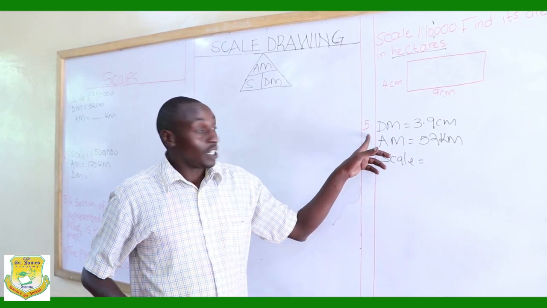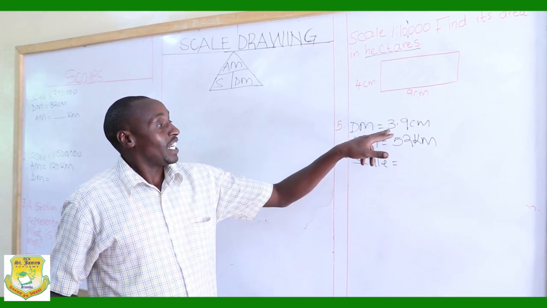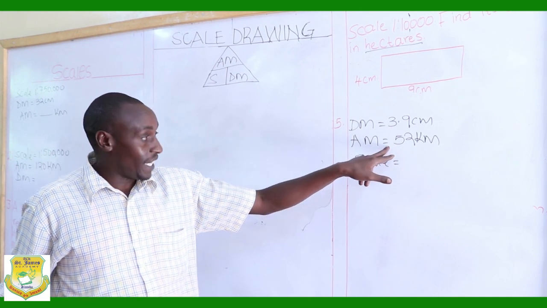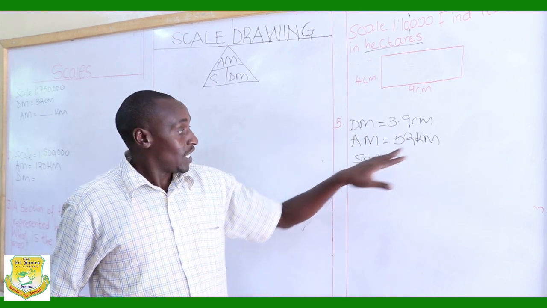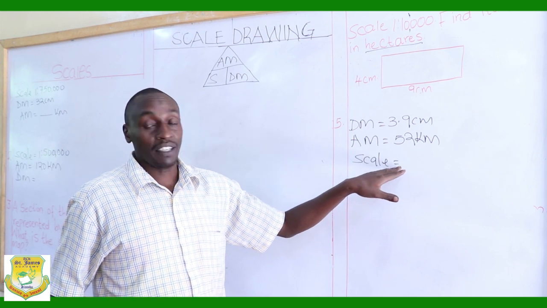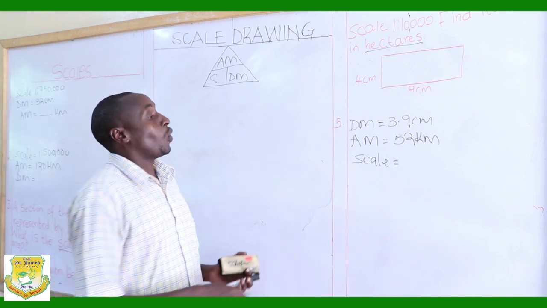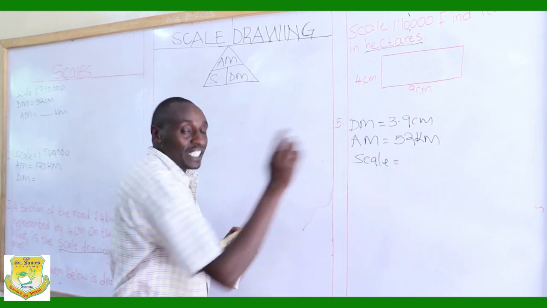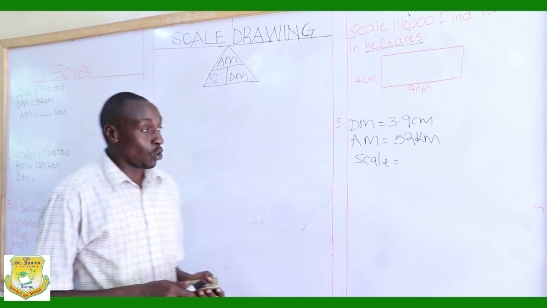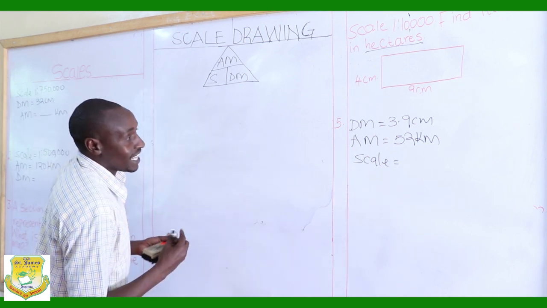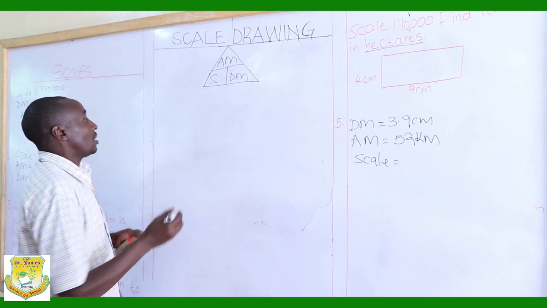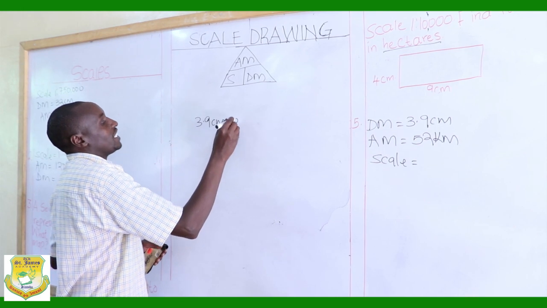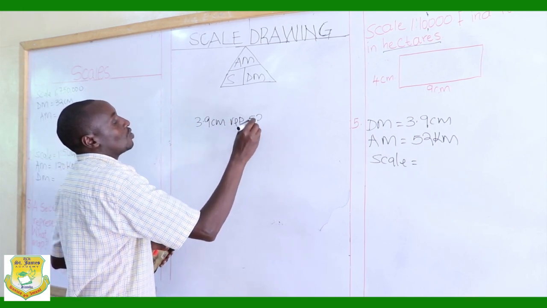Question number 5. We are given the drawing measurement 3.9 centimeters. Actual measurement or the real measurement, we are given 52 kilometers. So the question asks, we get the scale. A sum like this one, whereby we are given this number in decimal, we normally multiply both sides by 10 to get rid of decimal. So I rewrite that question. 3.9 centimeter represents 52 kilometers.